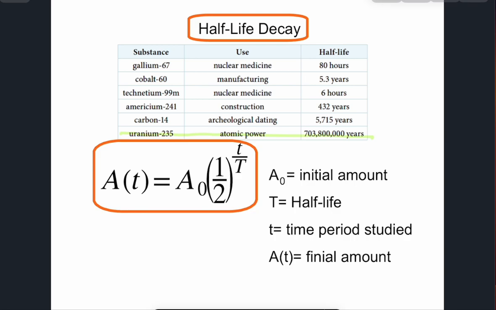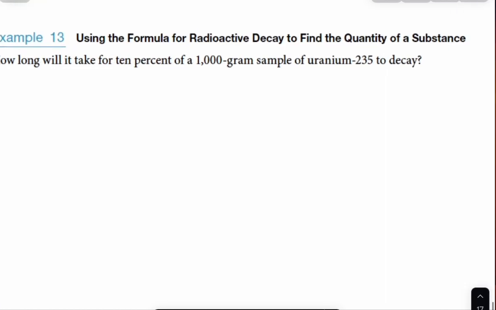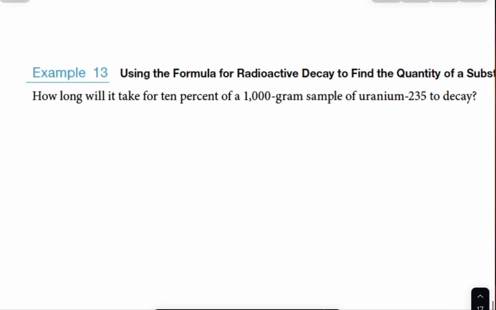So that is the formula we're going to use. It's kind of an interesting formula. It is used in a lot of scientific applications. Okay, so let's take a look at this problem, which is much better than what I wrote on the board, but it says, how long will it take for 10% of a 100-gram sample of uranium-235 to decay?